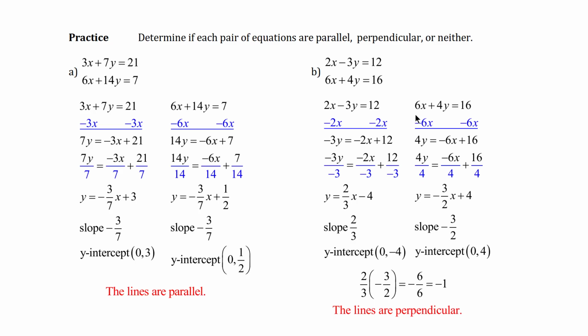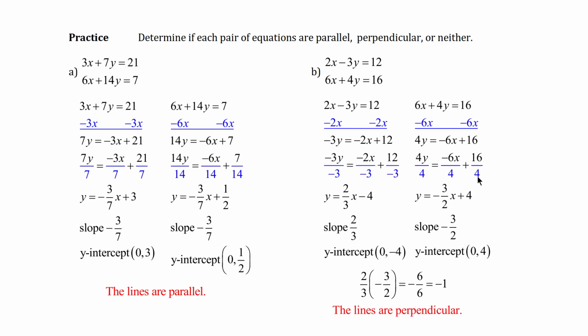Next, we need to put the second equation in slope-intercept form. First, we get rid of the 6x by subtracting 6x from both sides. After doing the subtraction, we get 4y equals negative 6x plus 16. From here, we need to get rid of the 4 in front of the y. We just divide both sides by 4. Doing the division, we get 4y divided by 4 equals negative 6x divided by 4 plus 16 divided by 4.